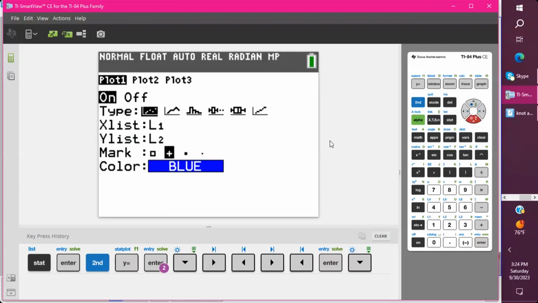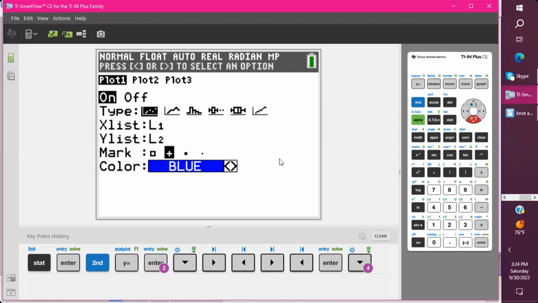What do you want the x-axis to be representing? Did I want it to be my L1, my number of knots, or my L2, which was my length? Of course, the number of knots is our independent, so that's L1. The length of our rope was L2. I don't have that many pieces of data, so I'm using a larger symbol, and I like the color blue, so that's good. So I've turned on my plot by using the stat plot feature.